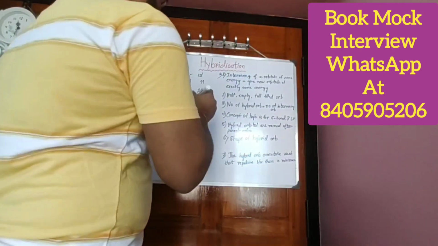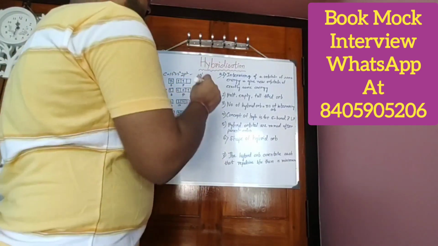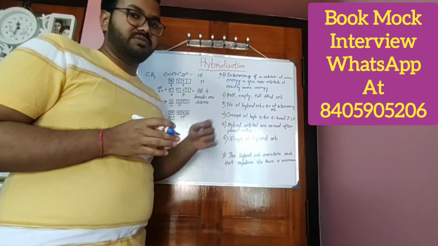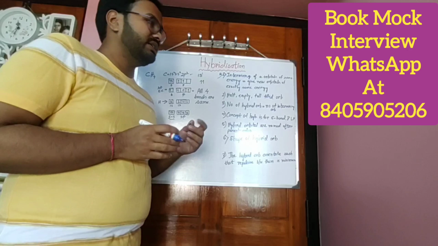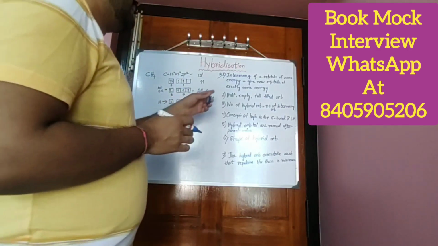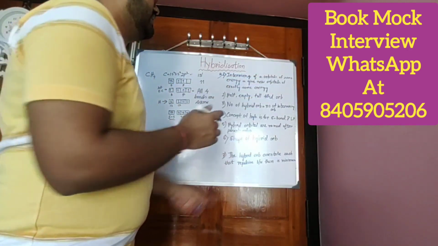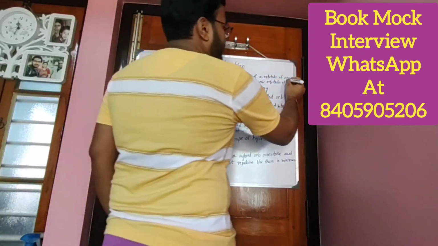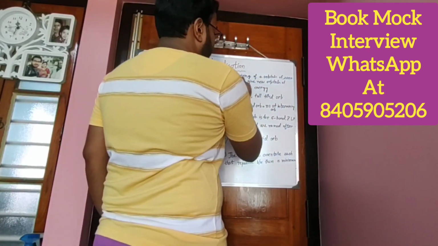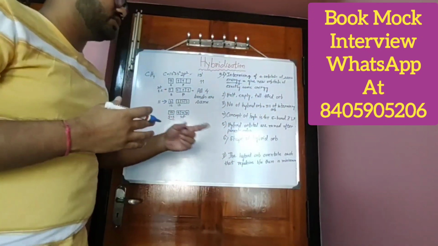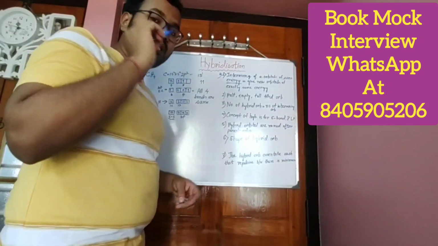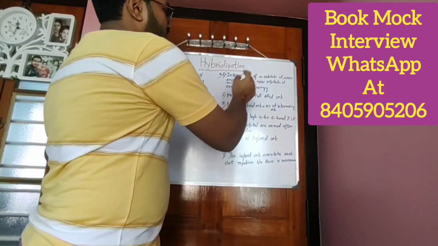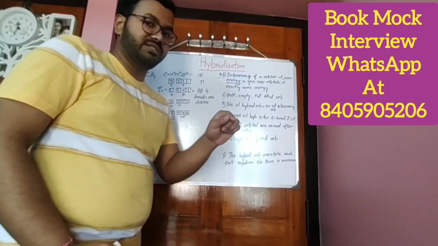If you ask me for the definition of hybridization, I will say it is the intermixing of atomic orbitals of the same energy. That is very important: same energy, not different energy, not higher or lower energy. There will be no gap; orbitals of the same energy will give new orbitals of exactly the same energy.